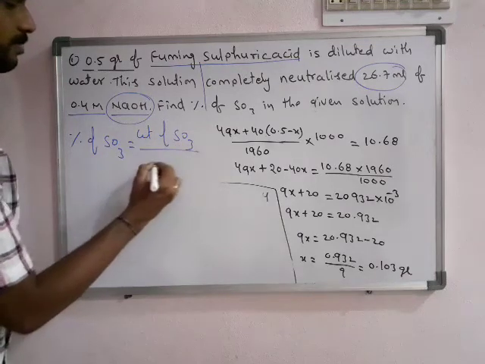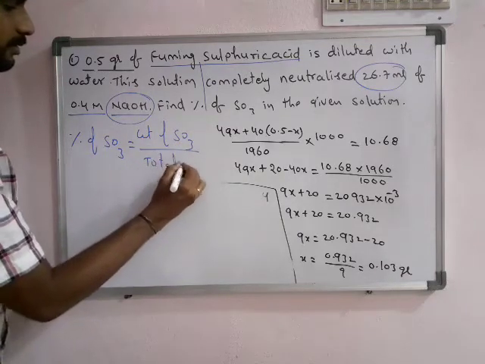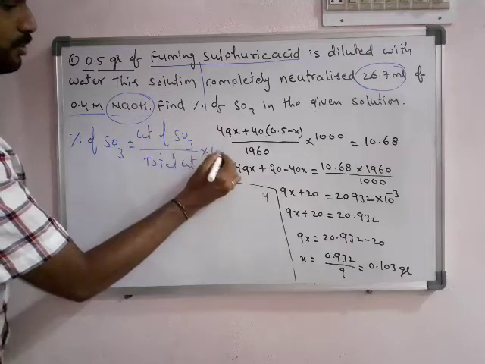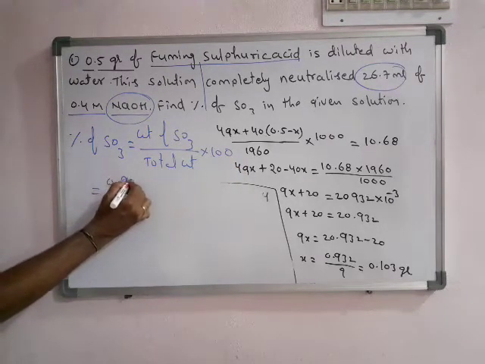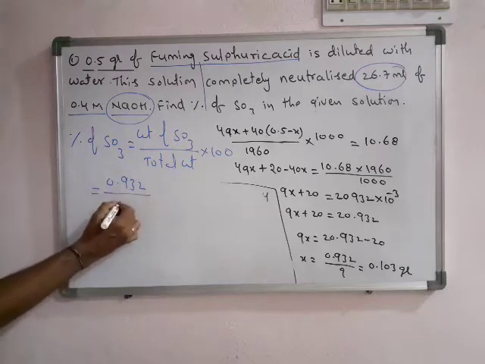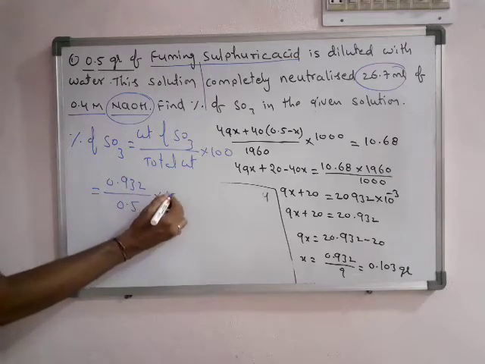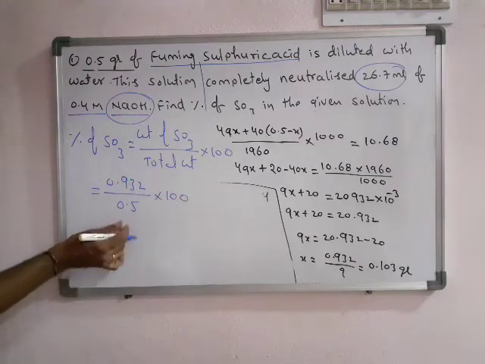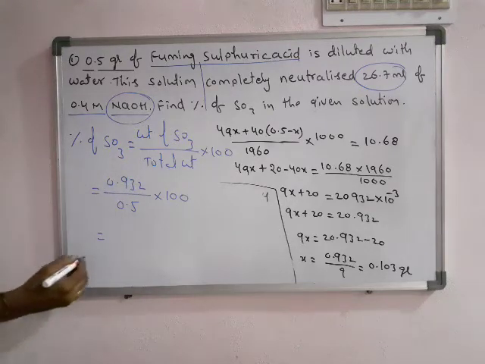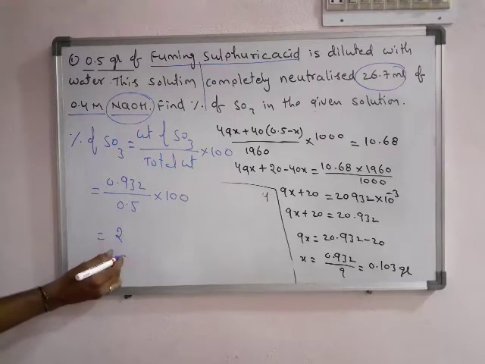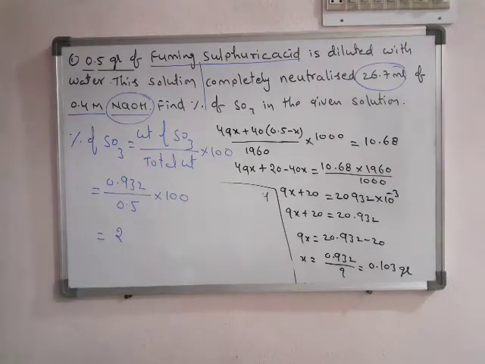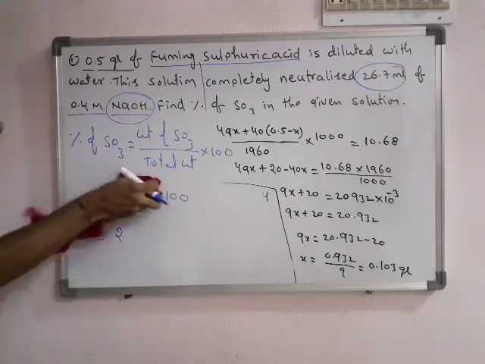Weight of SO3 by total weight into 100. So what is the weight of SO3? 0.932. What is the total weight? 0.5 into 100. So here approximately you will get, finally, 0.103, not 0.932.